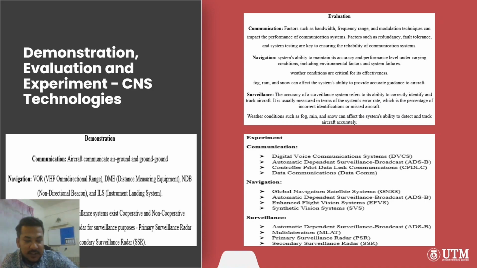Next is the surveillance experiment that have been carried out. Some examples of experiments that have been tested in aviation industry is the automated dependent surveillance broadcast, a technology that uses satellite-based navigation to provide more accurate and real-time information on the location and movement of the aircraft. Then the ADSB, and then primary surveillance radar, which is the PSR, is a radar system that uses radio waves to detect presence and location of the aircraft in the airspace, and then the secondary radar.